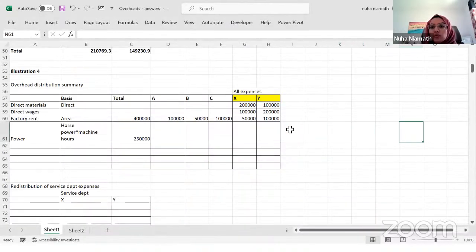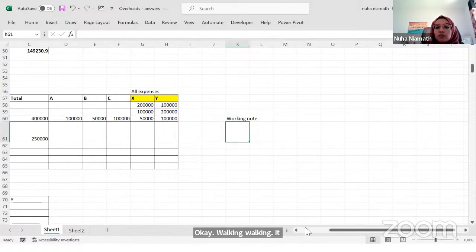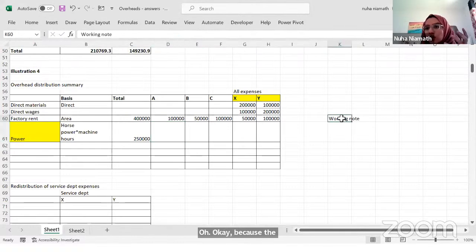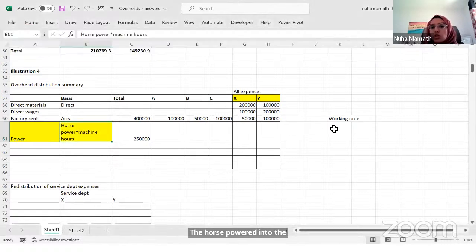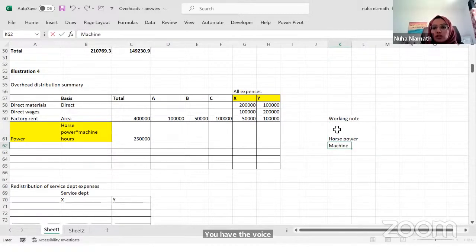Okay, so just to give you a little bit of a working note with respect to the power. The power will not be utilized alone, right? It has to be utilized with the machine hours. The horsepower into the machine hours will become your basis of allocation. So if you look at it this way, we have the horsepower and we have the machine hours. Correct?